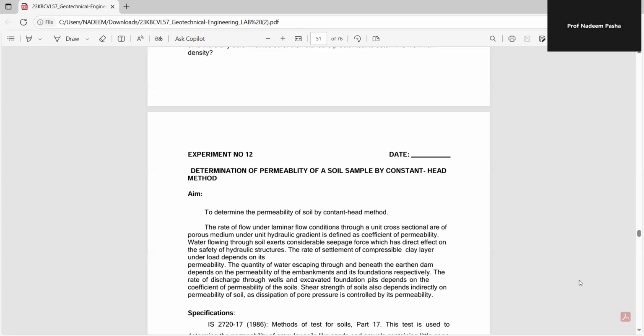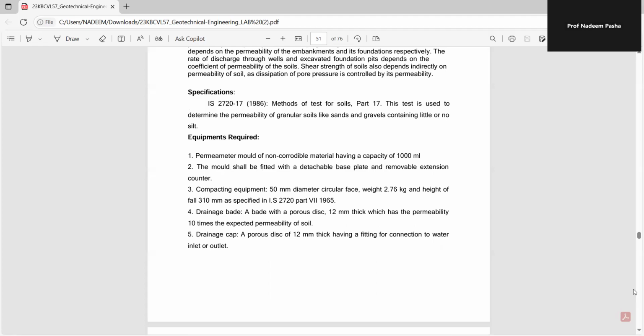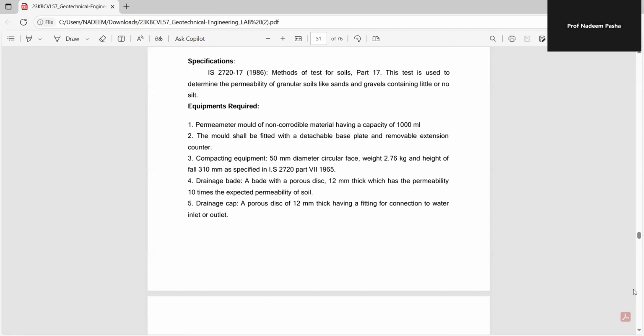So what are the specifications used? IS 2720 Part 17, 1986, Methods of test for soils, Part 17. This test is used to determine the permeability of granular soils like sand and gravels containing little or no silt.